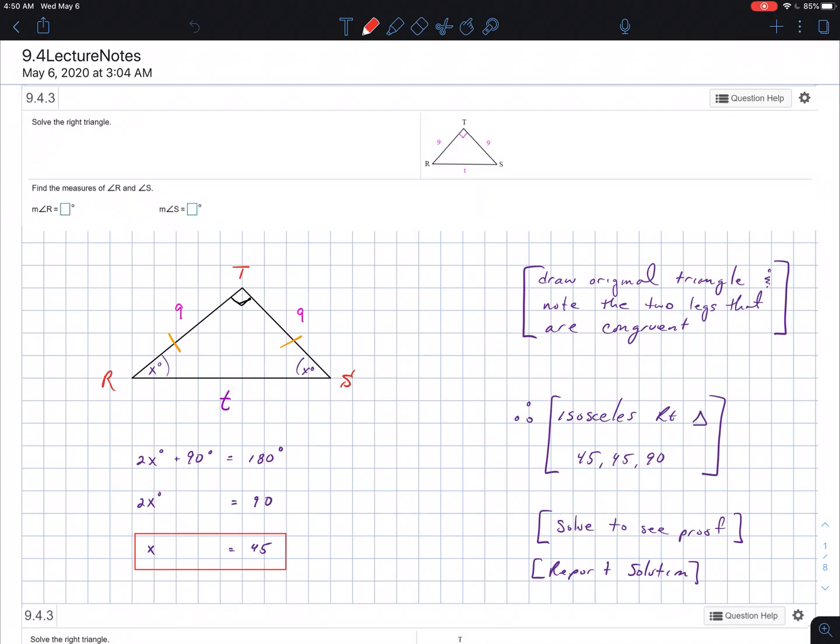Hey everybody, we're going to talk about 9.4 now, okay? And 9.4 actually deals with just solving right triangles. So we're going to use a lot of the tools that we've previously learned to solve types of application problems. So I have a few problems here.